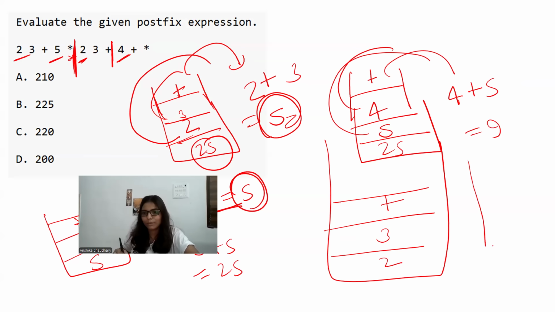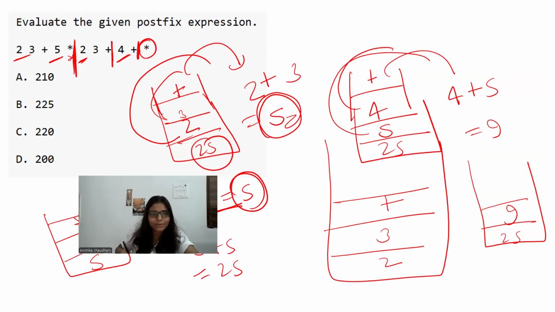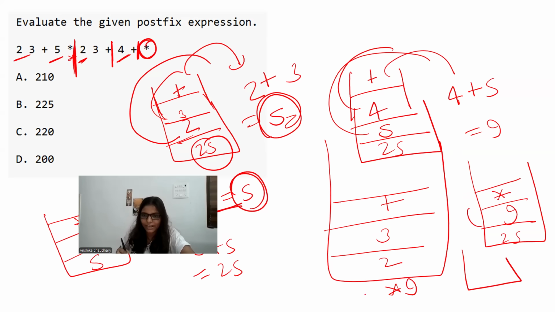So this 9 will be stored here, first of 25, and then this 9 will be stored here. Then at last, we have this asterisk symbol, so it will be inserted. Now it will pop out, pop out, that means here, then this, and then the last. So it will become 225. 25 nines are 225, and 225 will be the correct answer for this particular question.